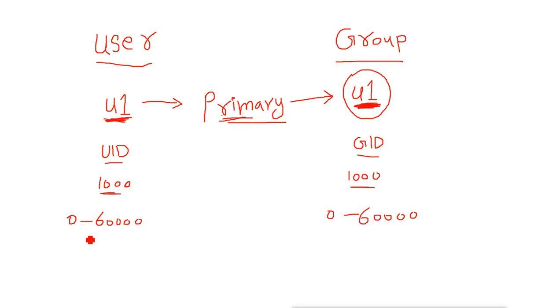Now from this range of 0 to 60,000 UIDs and 0 to 60,000 GIDs, 0 to 999 are reserved UIDs and GIDs.